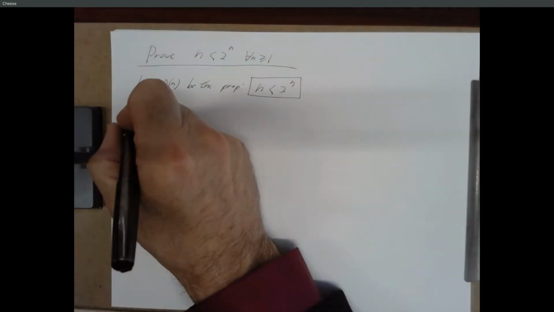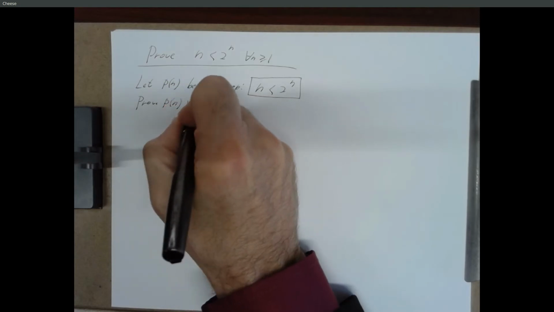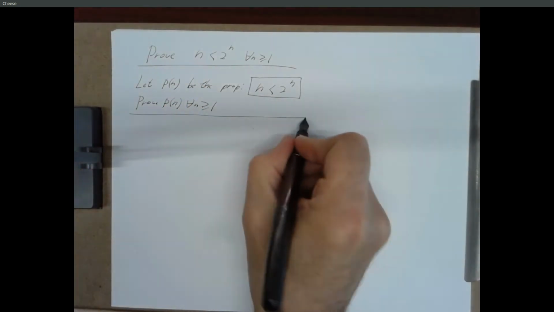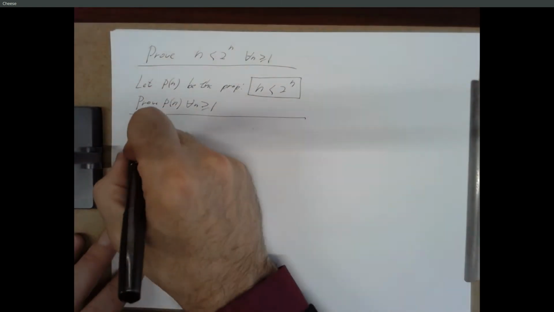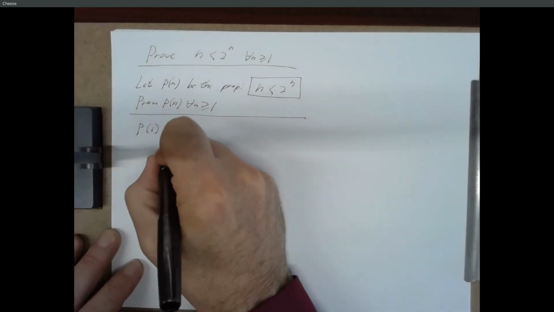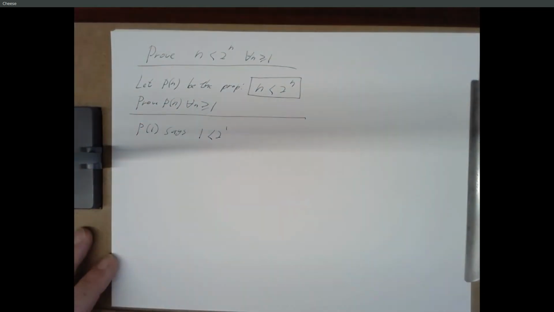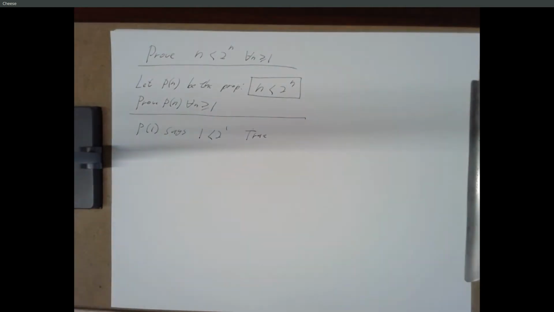So we're trying to prove P of n for all n bigger than or equal to 1. So mathematical induction, we need 2 steps. We need a base case. So let's look at P of 1. P of 1 says 1 is less than 2 to the 1. And we can pull out our calculators and calculate 2 to the 1 is 2. And so this is true, 1 is less than 2. So P of 1 is true, just by examining what it says.